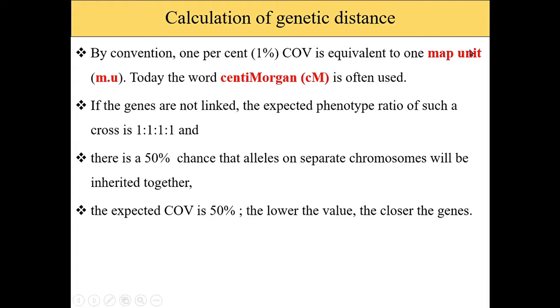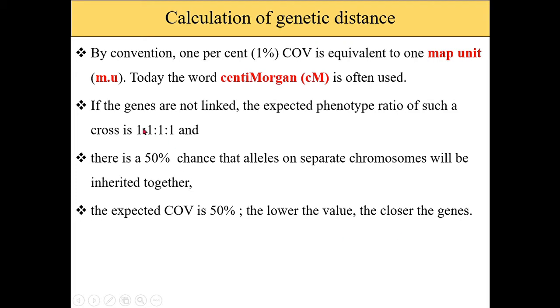So map unit, or centimorgan, written as capital letters CM, not small cm, that is centimeter. For centimorgan we must use capital CM. So we can write the distance between two genes using this unit, MU or CM. Either of the two can be used. So here there is a little explanation.